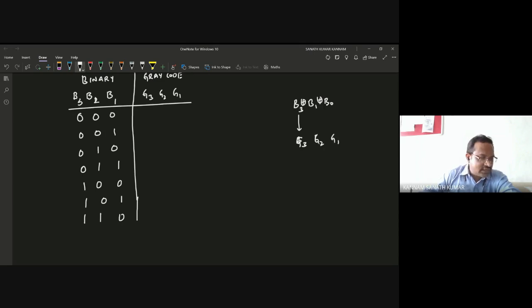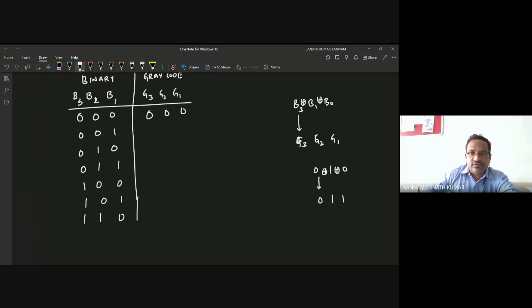So let us take one example like 0, 1, 0. So first number will come as it is, 0, and second number, 0 XOR 1 is 1, and third number you will get, 1 XOR 0 is 1. So like this. So that means 0, 0, 0. So what you are getting?